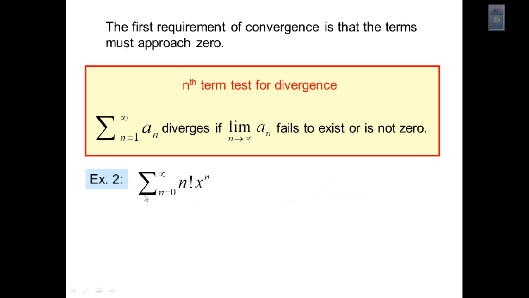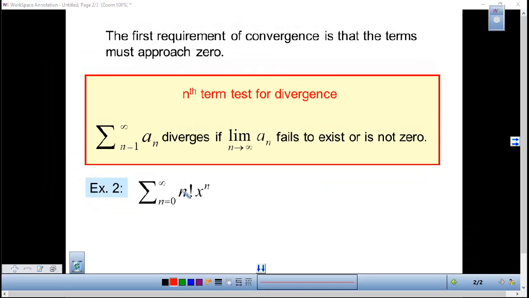So for example, we have the sigma notation where n is starting at 0 and going to infinity of n factorial x to the n. So what we're looking for here is the nth term test for divergence. We're only looking at that. So what is the limit as n goes to infinity of n factorial x to the n.